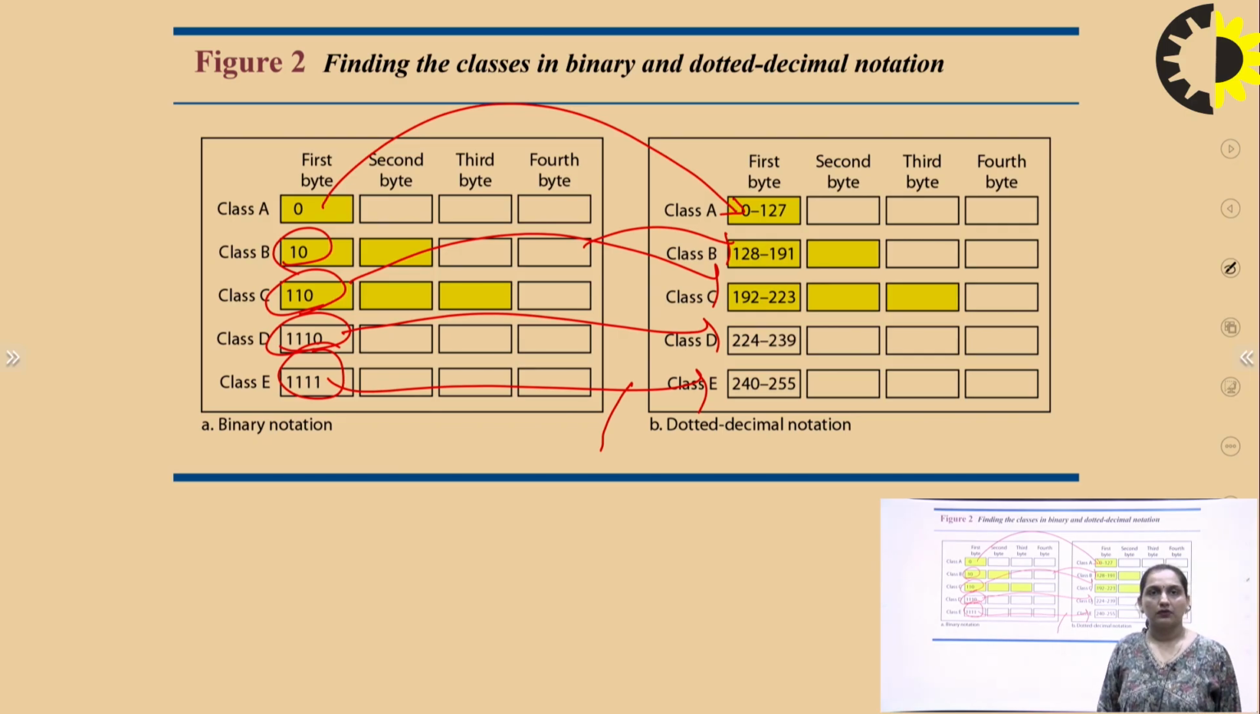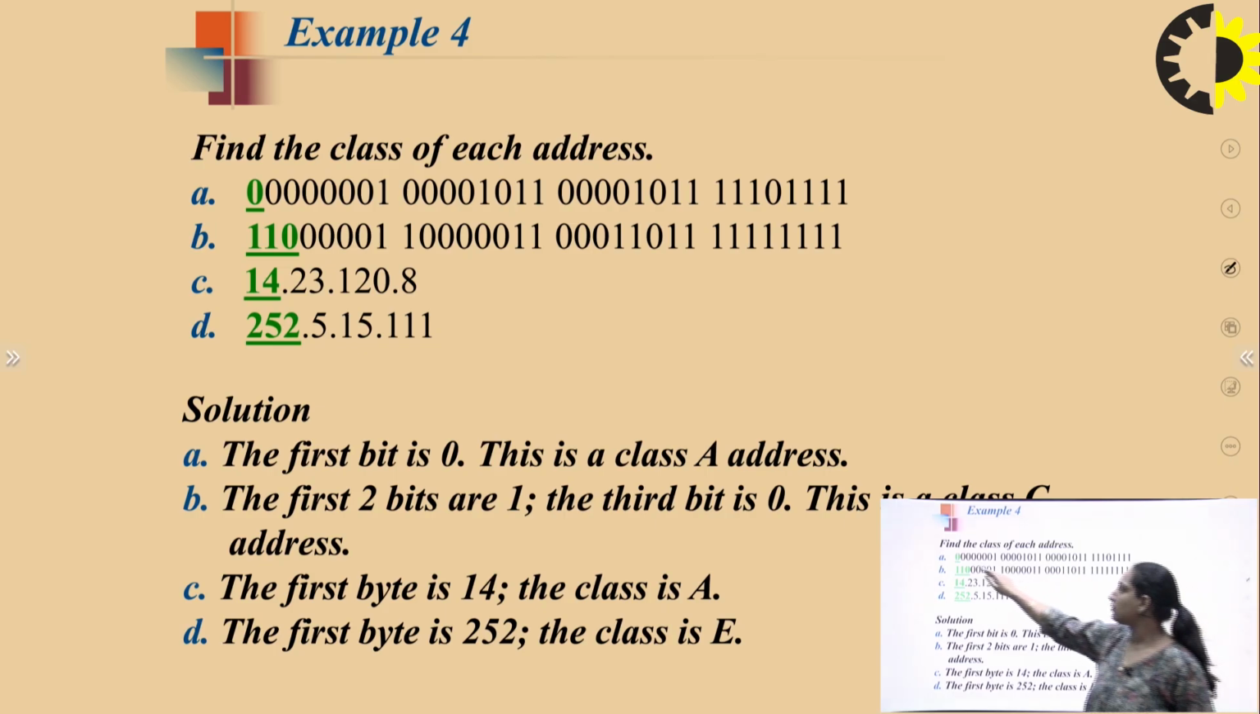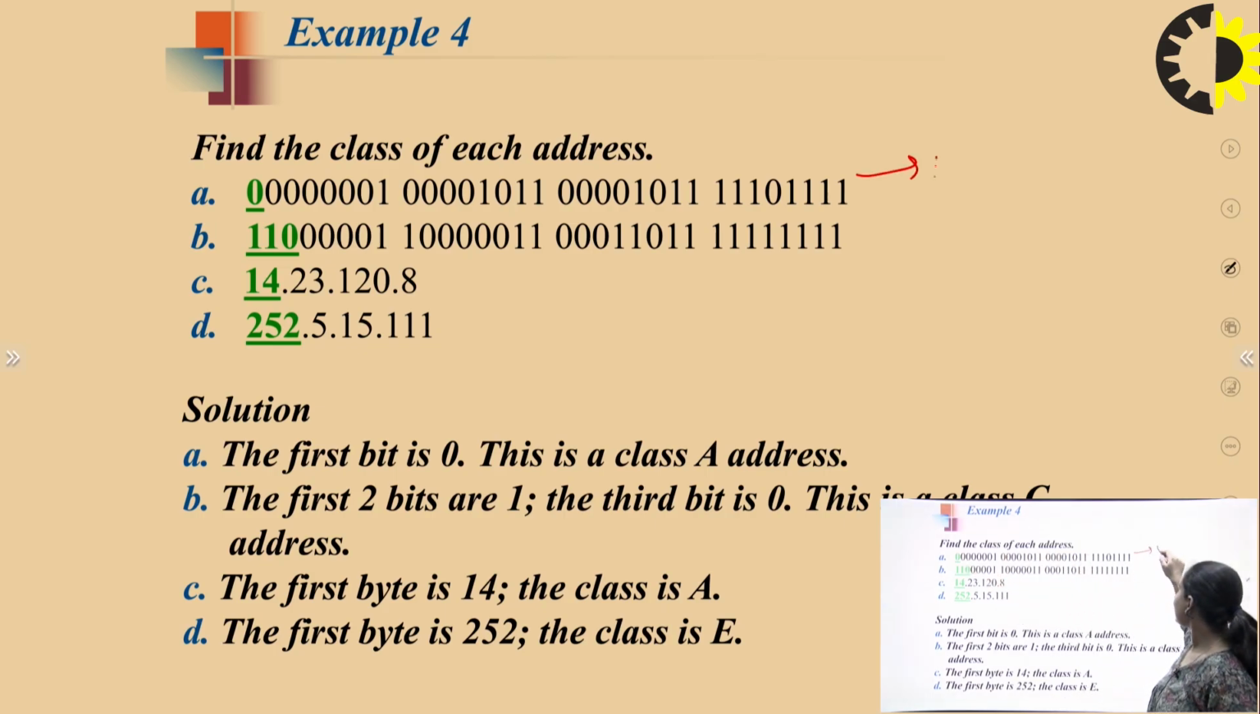And this is a decimal representation, maybe going from 0 to 127 to 0 to 255. How can we go for it? When we have to identify what class we are using, first we check whether the first bit is 0. So what is the class name? That is A class.